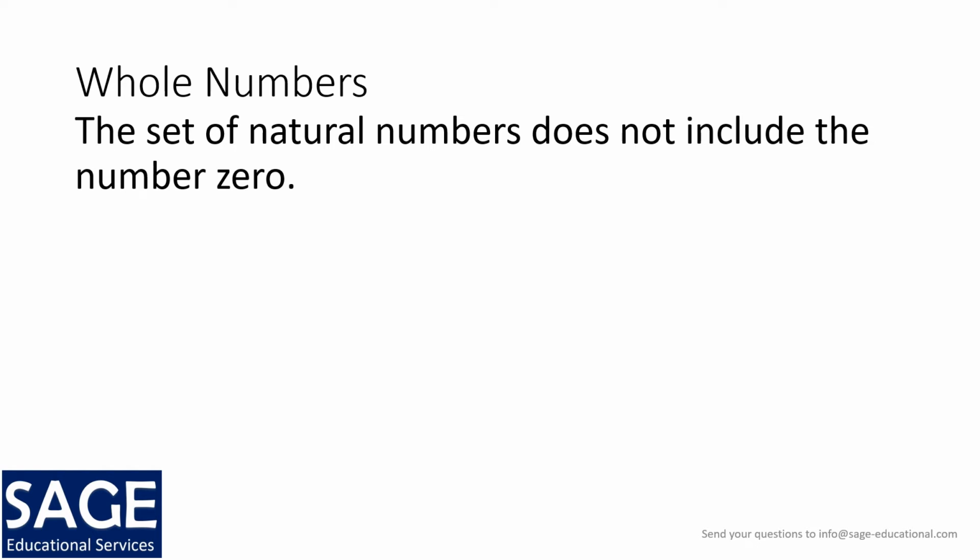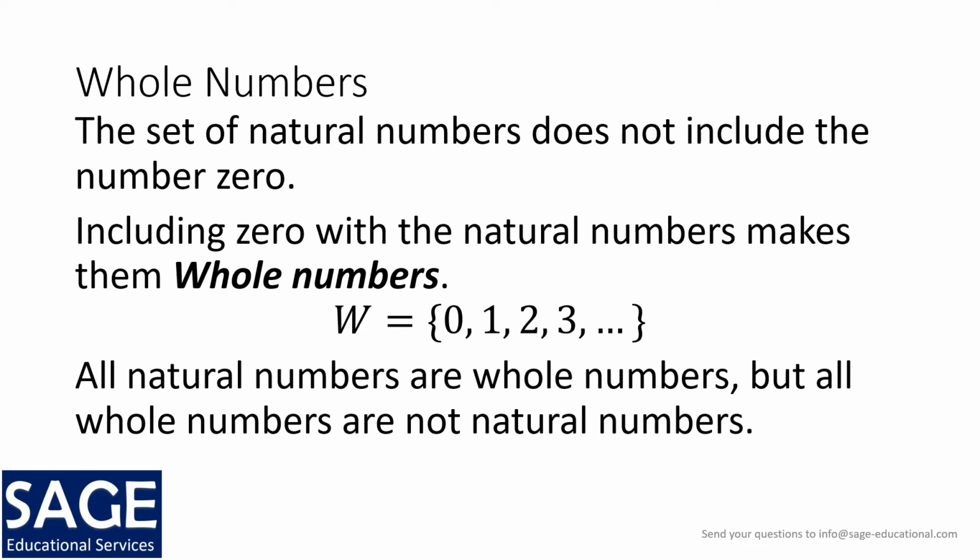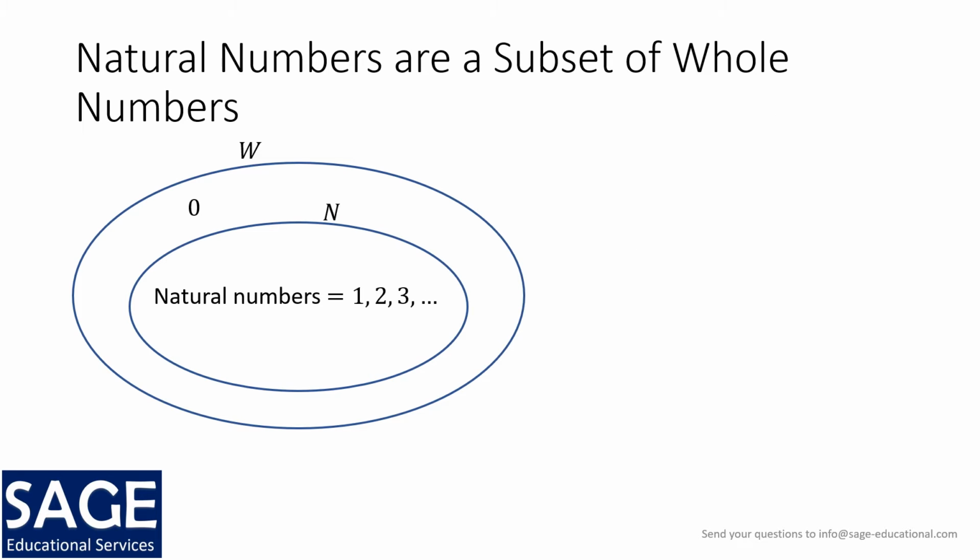The set of natural numbers does not have the number 0 in it. If we include the number 0, then we get the set of whole numbers. So the numbers 0, 1, 2, 3, and so on and so forth are what we call the whole numbers. Now please understand that all natural numbers are whole numbers, but not all whole numbers are natural numbers. In other words, the set of natural numbers is a subset of whole numbers. All the natural numbers are contained within the whole numbers, but 0 is a whole number which is not contained in the set of natural numbers.